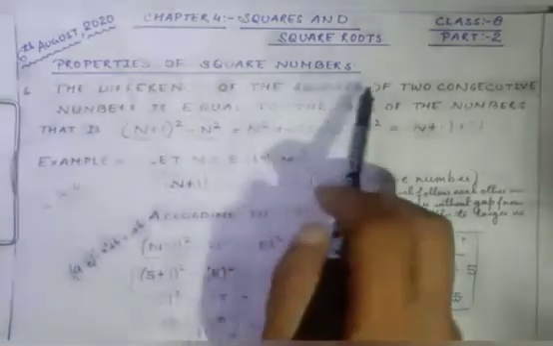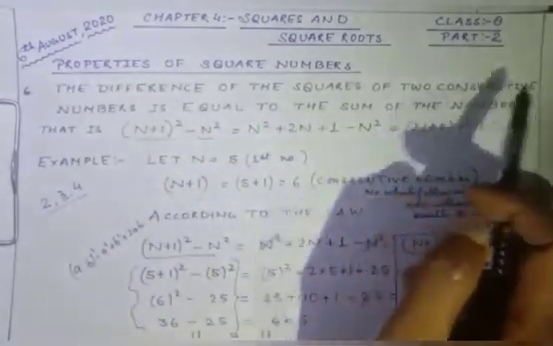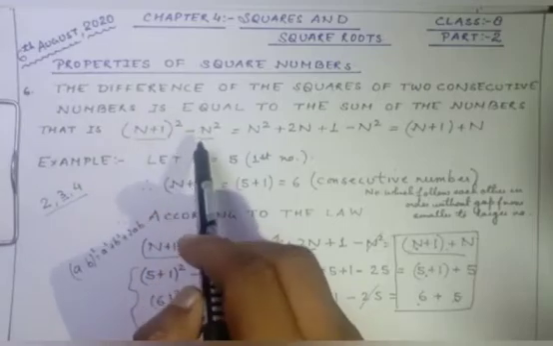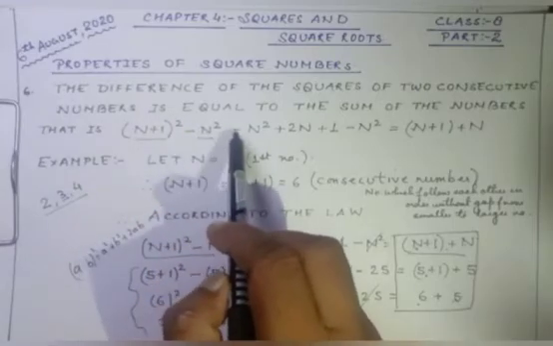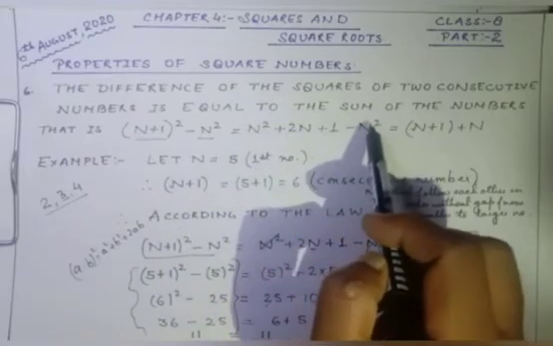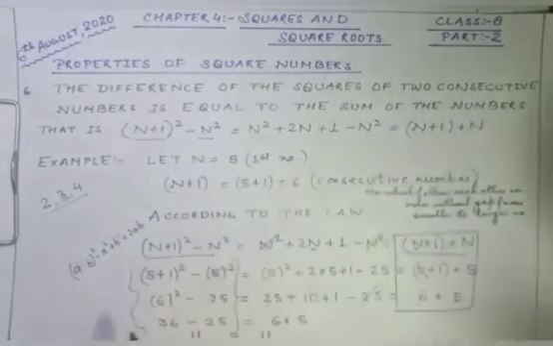The difference of the square of two consecutive numbers is equal to the sum of the numbers, that is, (n plus 1) to the whole power 2 minus n square is equal to n square plus 2n plus 1 minus n square, which is equal to (n plus 1) plus n.